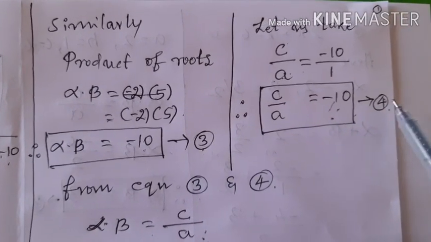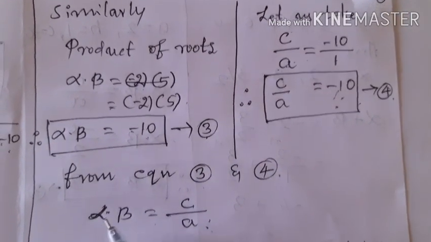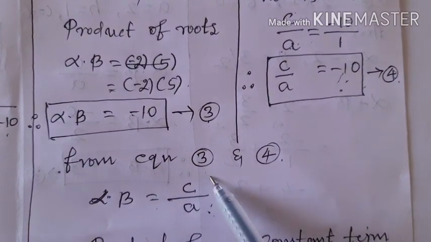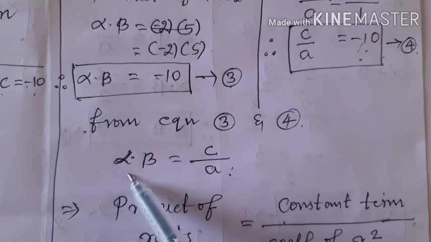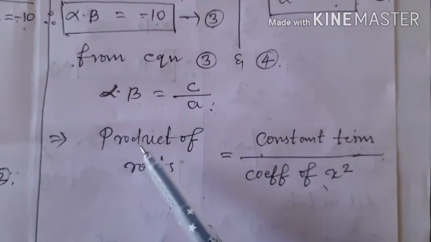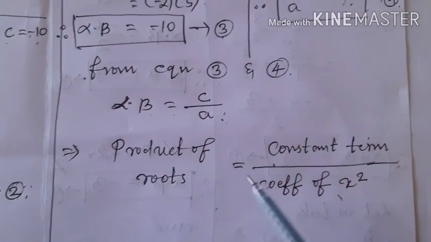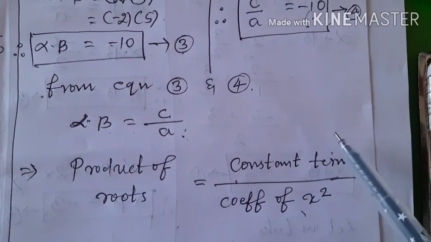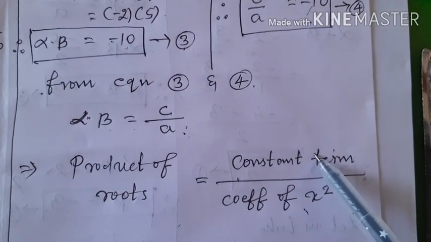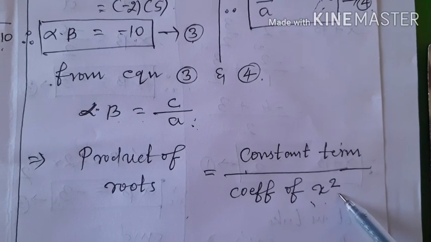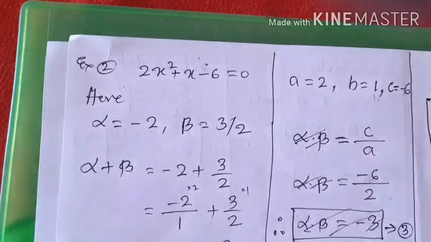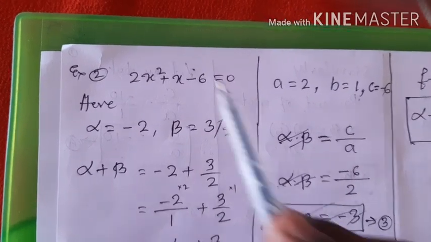Comparing equation 3 and 4, we come to know that alpha into beta is equal to c by a, or c by a is equal to alpha into beta. That is, the product of the roots of a quadratic equation is equal to the ratio between the constant term and the coefficient of x square. Is it clear? Okay. Let us take another example.